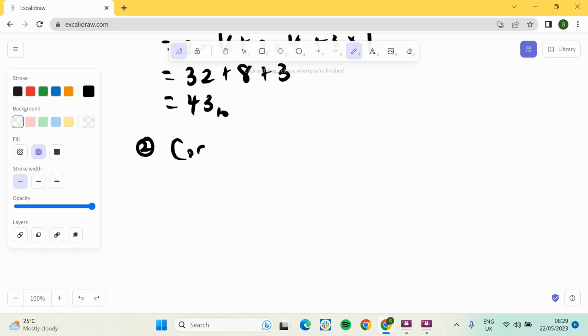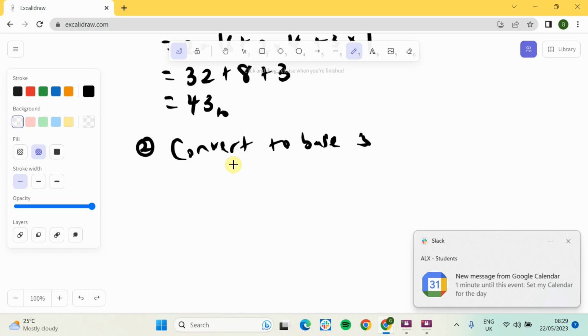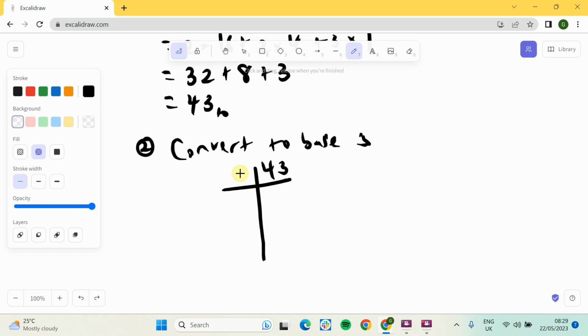So convert to base 3. So 43, I'll keep dividing by 3 till I get 0. So 3 in 4, that is 1. There will be a carryover of value 1, right? So 3 in 13 is 4, because 4 times 3 is 12. So that means that there will be a remainder of what? Of 1, right? Because 14 times 3 is 42. There will be a remainder of 1.